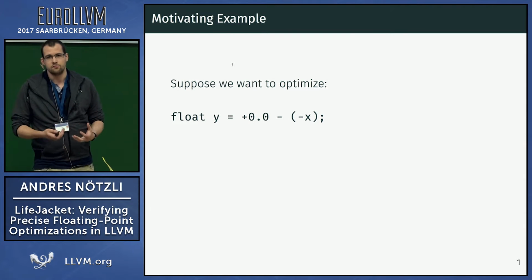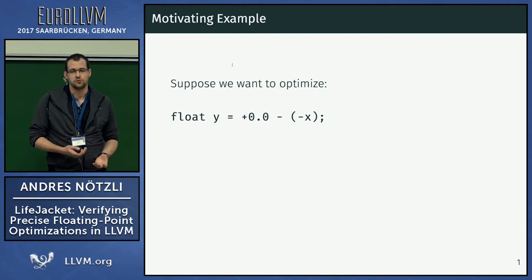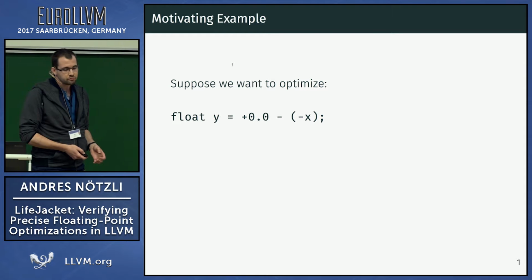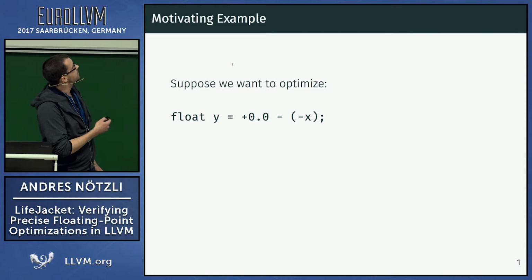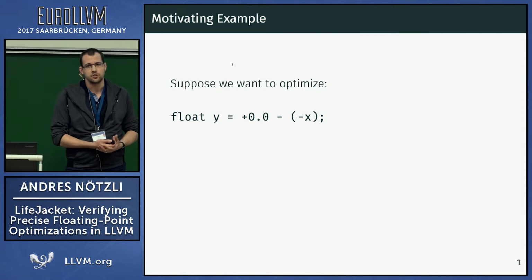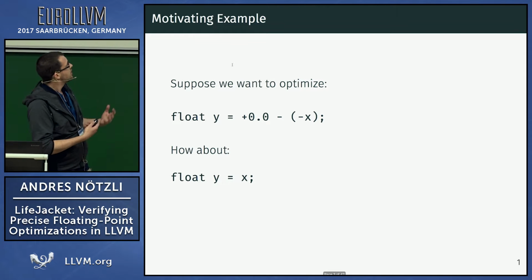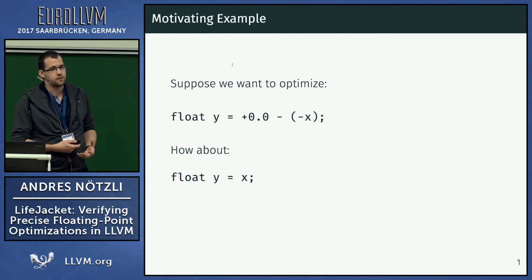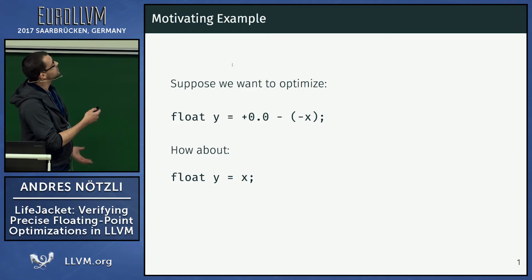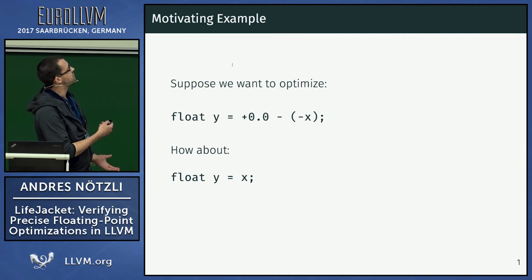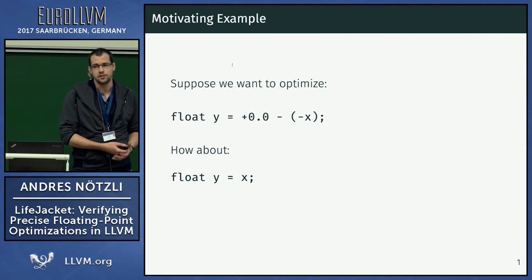And so to motivate why we would want to do this, let's take a look at an example. Let's say we have this very simple floating point expression that we would like to simplify. Now, one way that you could come up with is to say, well, this is essentially just doing minus minus x, which is the same thing as just saying y is equal to x.